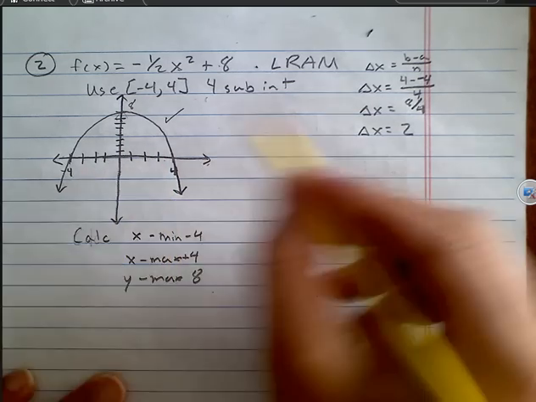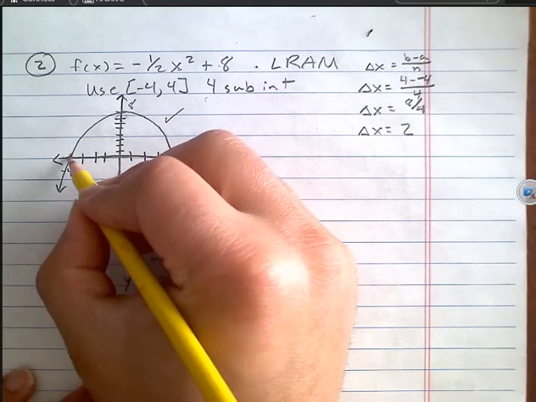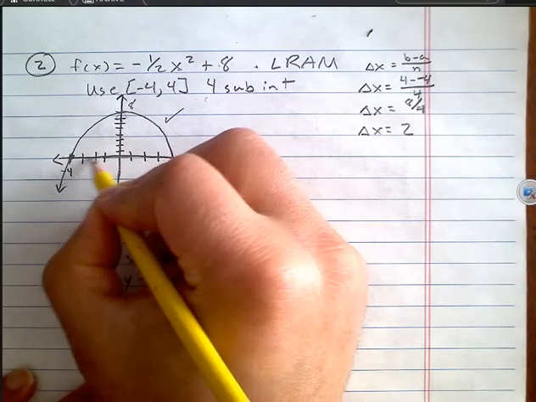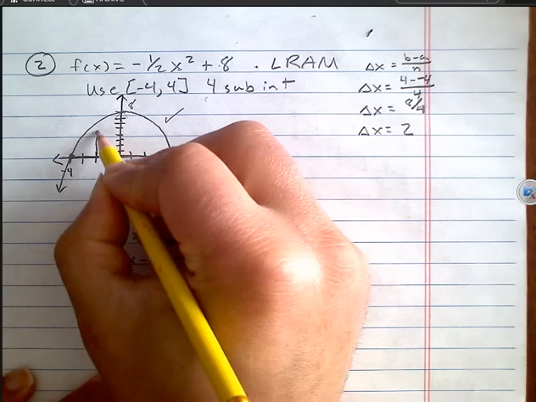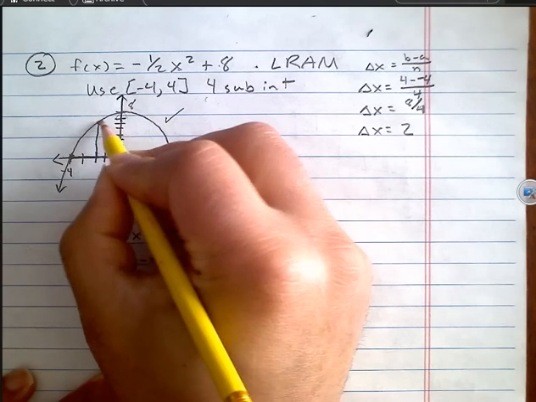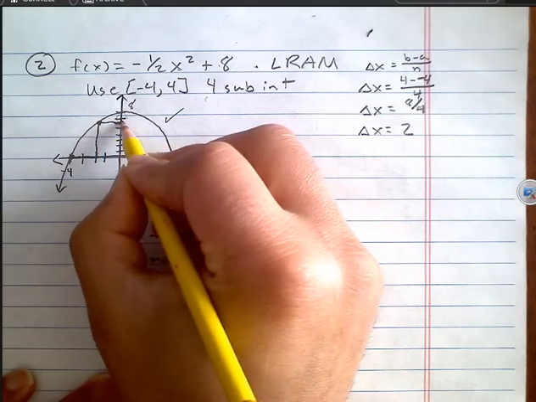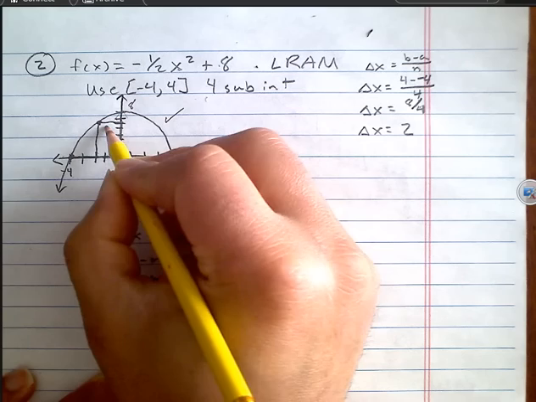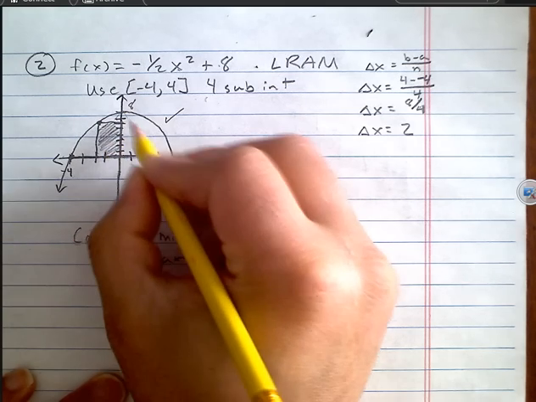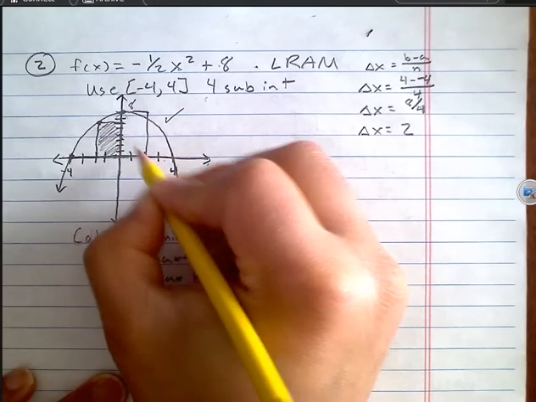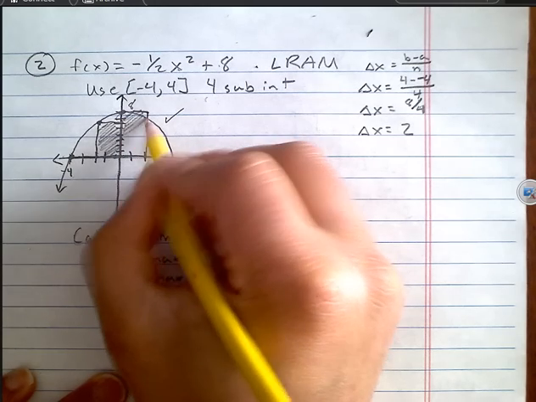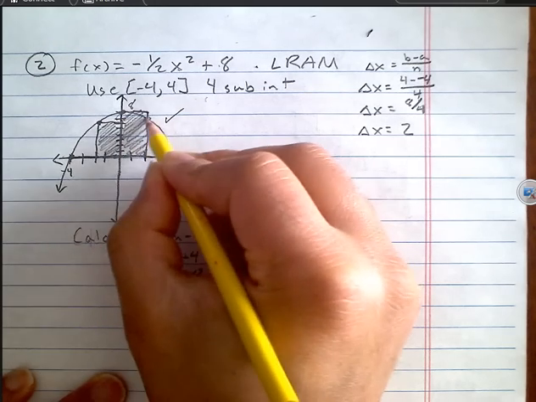So we're going to do an LRAM. So this little bitty rectangle won't go nowhere. This little bitty rectangle will. This little bitty rectangle right here. This one right here.